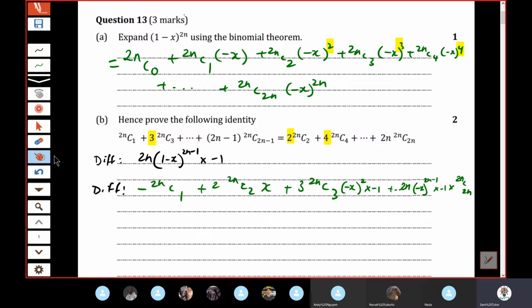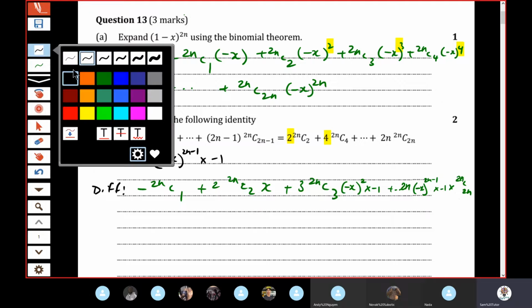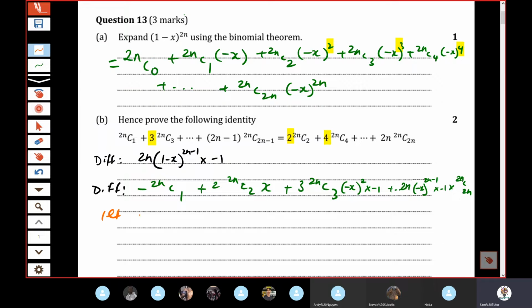At this stage, you pause for a second. You can see I've got my 2s, 3s, 4s, whatever. You now know that x equals 1. So let x equal 1. What happens? You get 2n times (1 take away 1), which is just 0. That's all 0. Equals, let x equal 1 here.